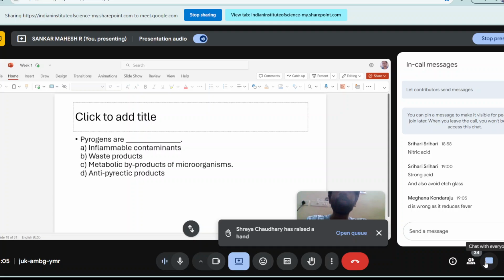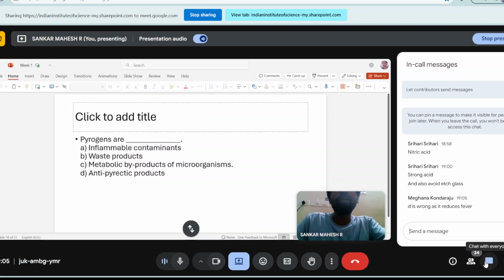Okay, one thing that I would like to, like Meghana had mentioned, antipyretics are those tablets that you take to reduce fever. So that is also wrong. And let's discuss what these metabolic byproducts of microorganisms are.